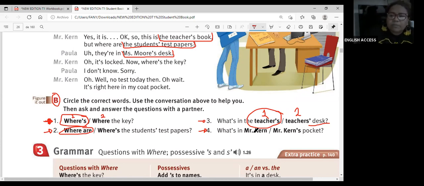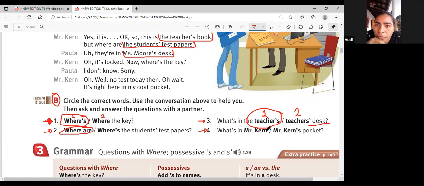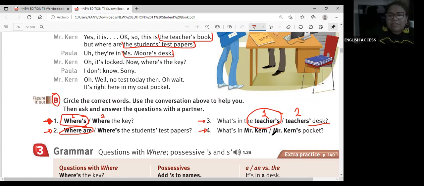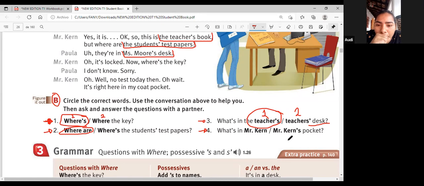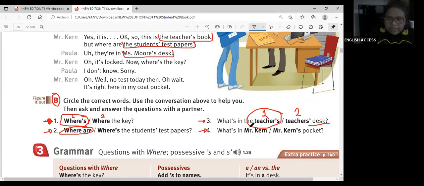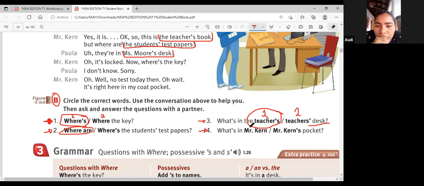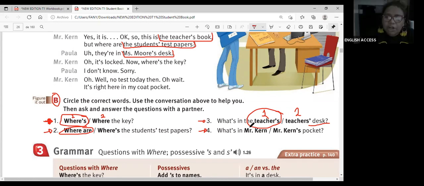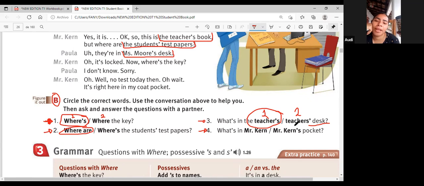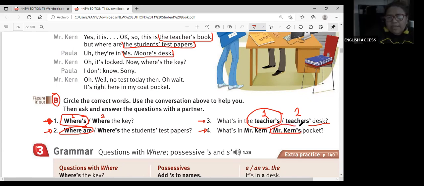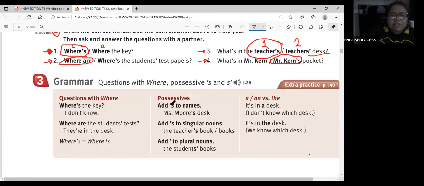Okay, number four, Audia. Number one or number two? One. Why? Es nombre de persona, ¿no? Pero le falta algo, ¿no crees? What is in Mr. Kerr's or Mr. Kerr? Mr. Kerr's. Pocket. Ahí está. Muy bien. Excellent.